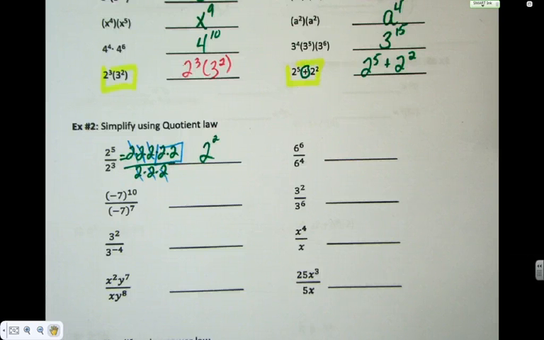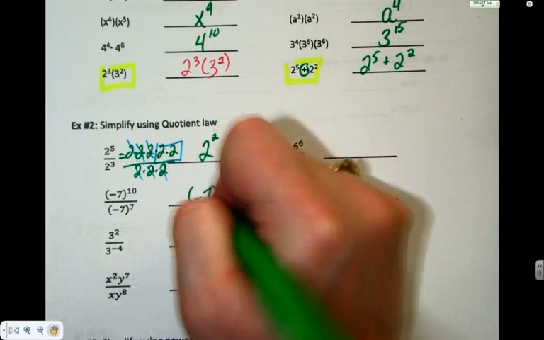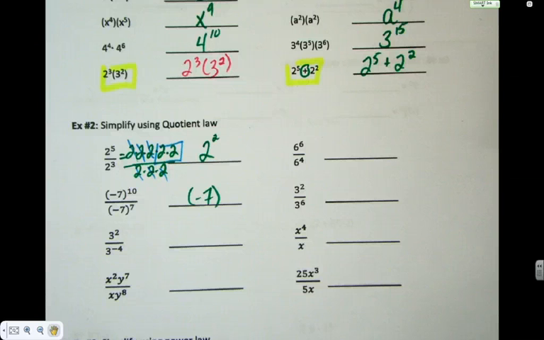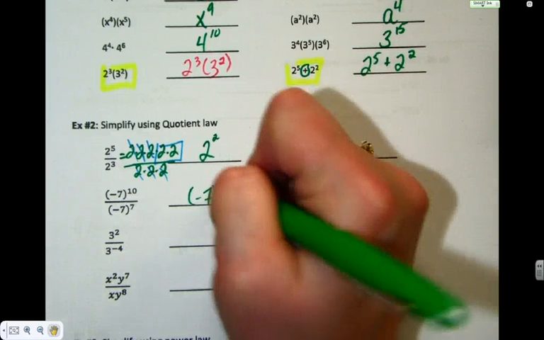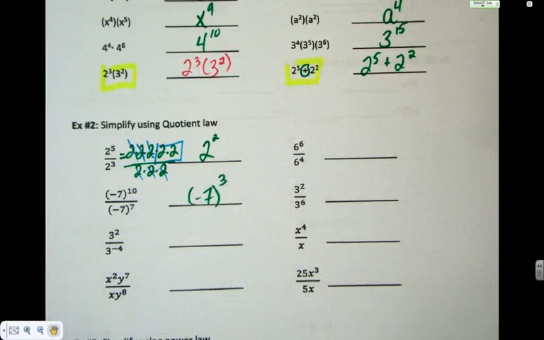Brackets and negative. Is that going to freak us out? No. If there's brackets in the question, there's brackets in the answer. So I'm going to keep that negative 7 in brackets. All I'm going to do is take the exponents and subtract them. So 10 minus 7, 3. Done. That's simplified.